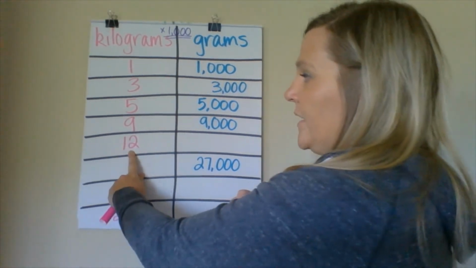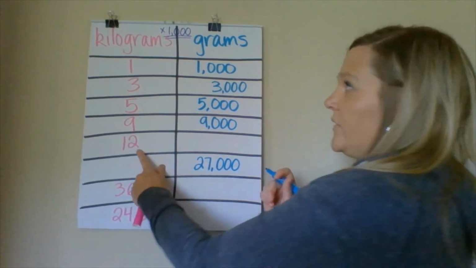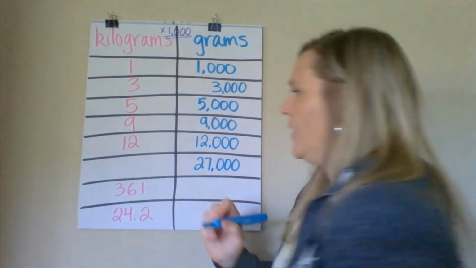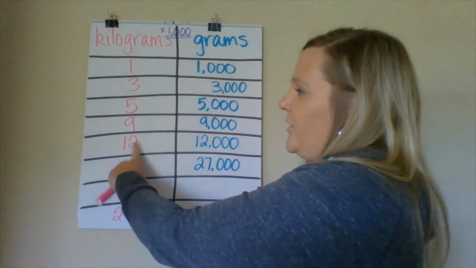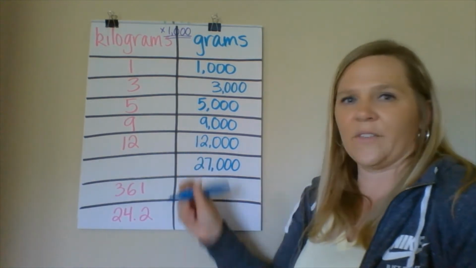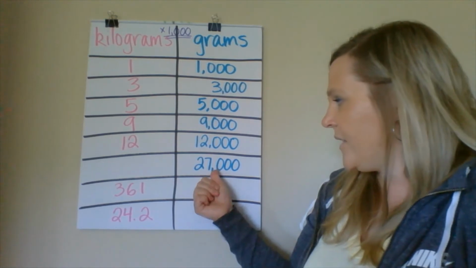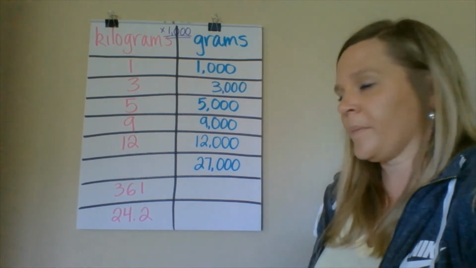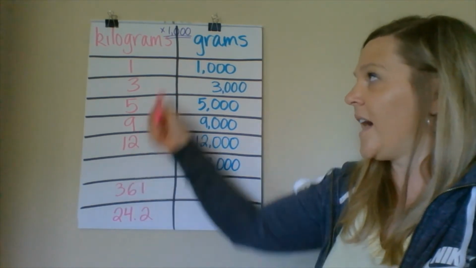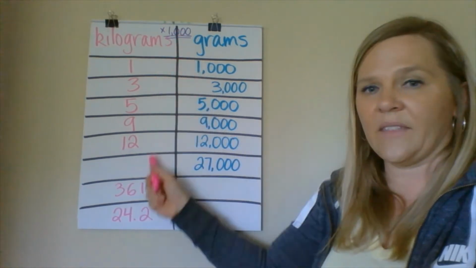So we have 12 here, multiplying it by 1,000. So 12 times 1,000 gives me 12,000 grams. That's a lot of grams. That's why it's easier to say just 12 kilograms, because 12,000, we're getting into some big numbers that are hard to picture. All right, how about the next one? 27,000 grams. How many kilograms would that be? We have to think something times 1,000 would be 27,000, or 27,000 divided by 1,000.